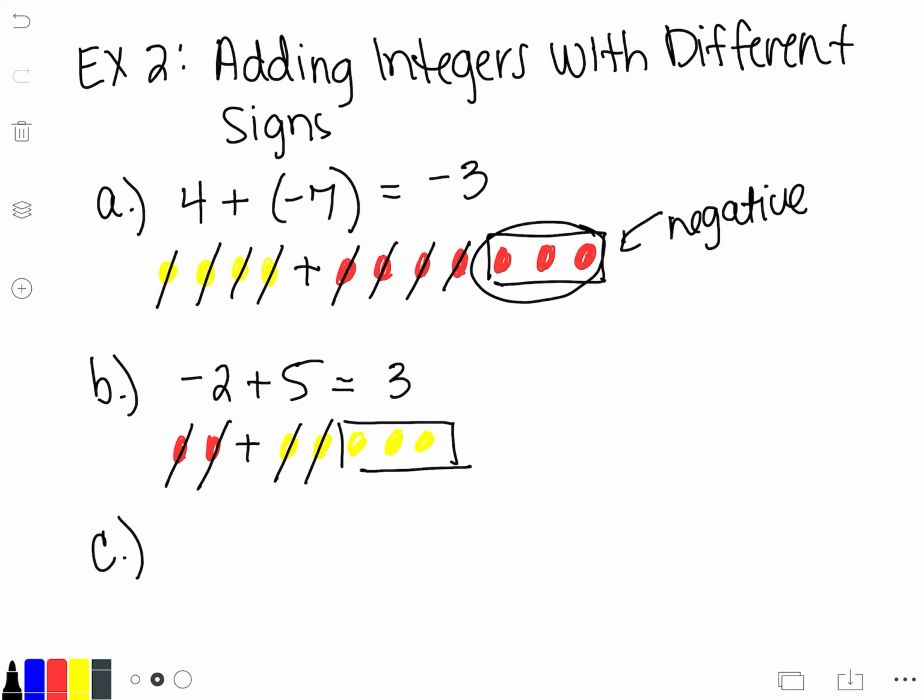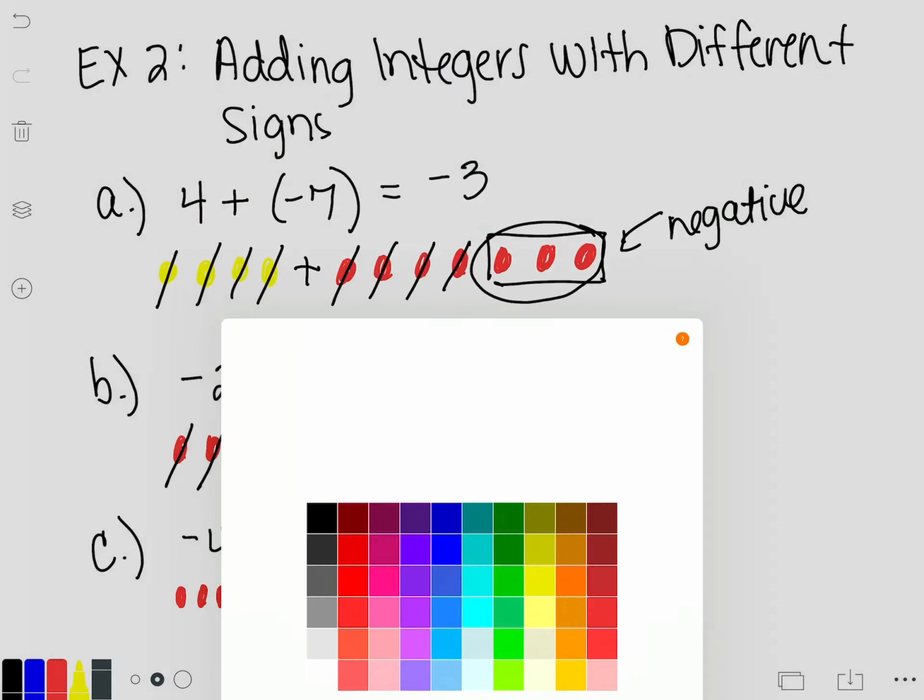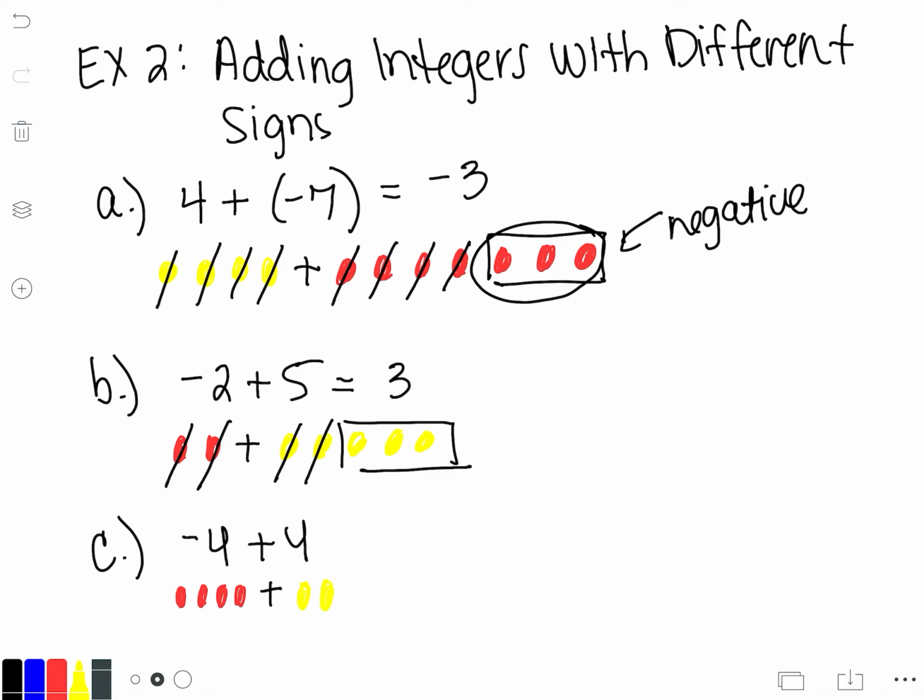Let's do one more on this page. How about negative 4 plus 4? So we've got 4 reds and we've got 4 yellows. If we start canceling out, that pair cancels, that pair cancels, oops, I skipped one, that pair cancels, and finally this pair cancels. You would be left with no counters left, so you would be left with 0.